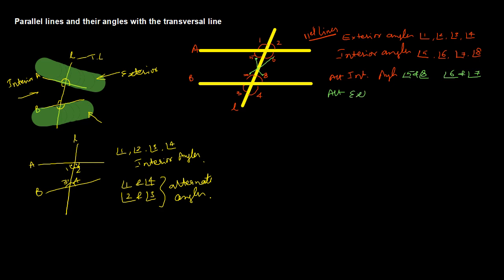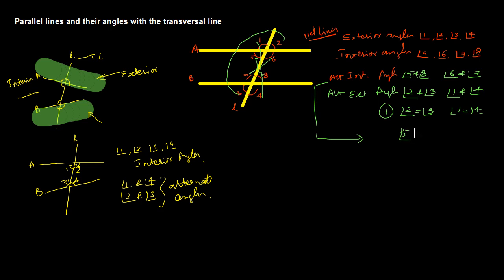Similarly, which are the alternate exterior angles? Angle 1 and angle 4, angle 2 and angle 3. These are alternate exterior angles. The condition for parallel lines, if a transversal line passes through two parallel lines, is that alternate exterior angles are equal. So angle 2 equals angle 3 and angle 1 equals angle 4. That's one condition. Similarly, alternate interior angles are the same: angle 5 equals angle 8, angle 6 equals angle 7. These two conditions are only for parallel lines.